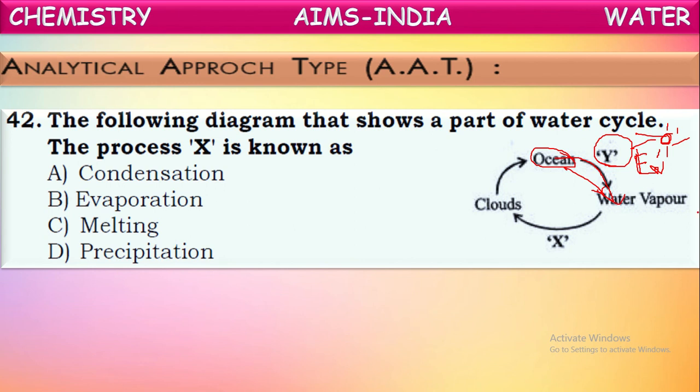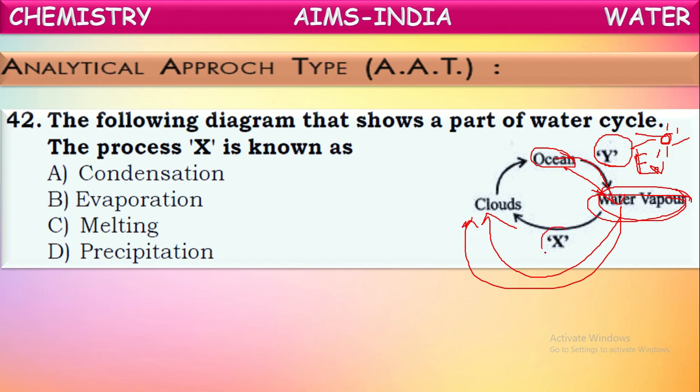Then this water vapor slowly cools down because of cool air at certain places and converts into clouds. This conversion of vapor into cloud is called condensation. So X is now condensation. Here it is. They're asking about now X. So X is condensation, Y is evaporation. They asked here about X only, so it is condensation. Okay.